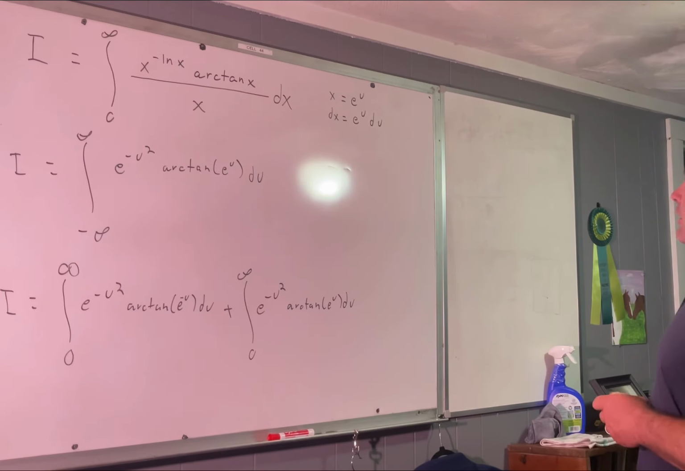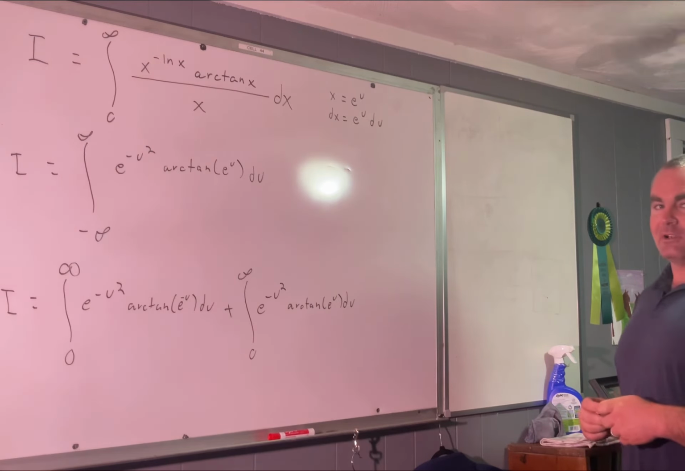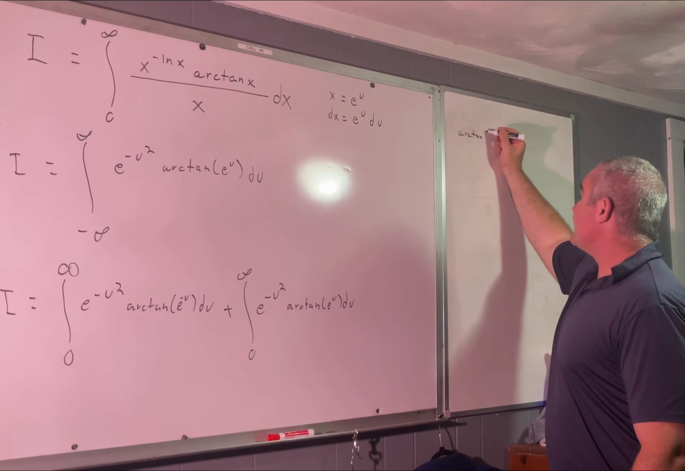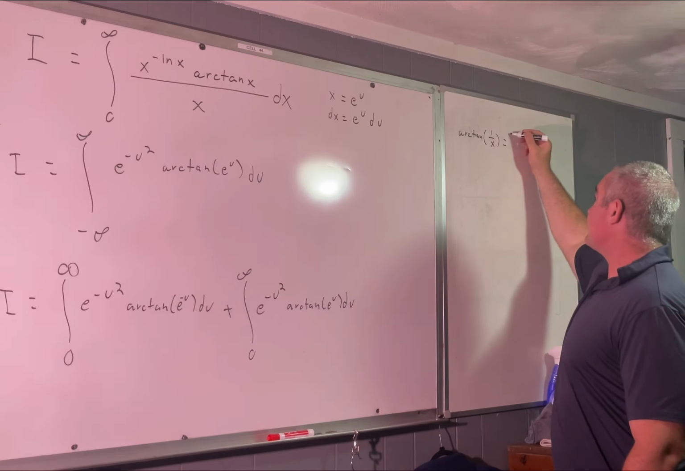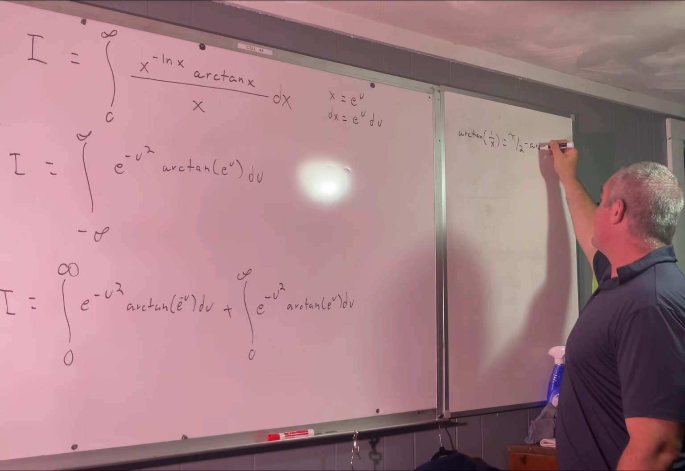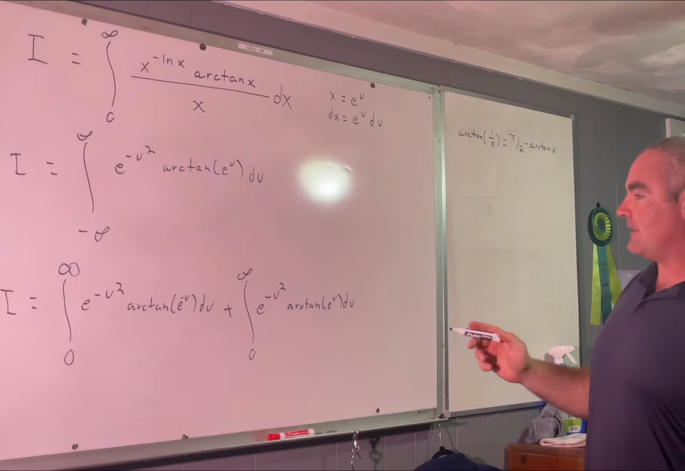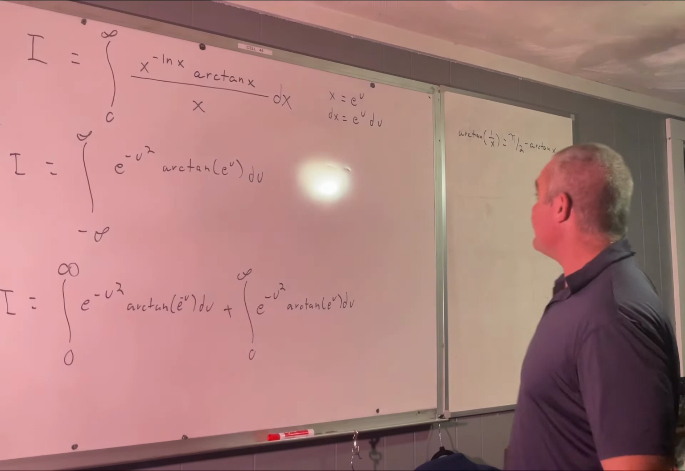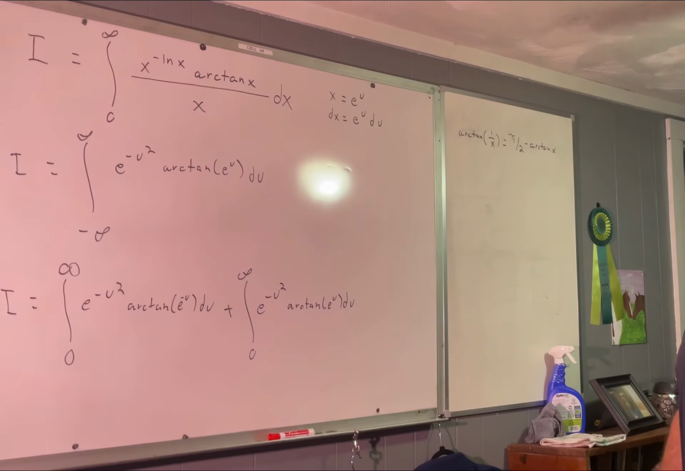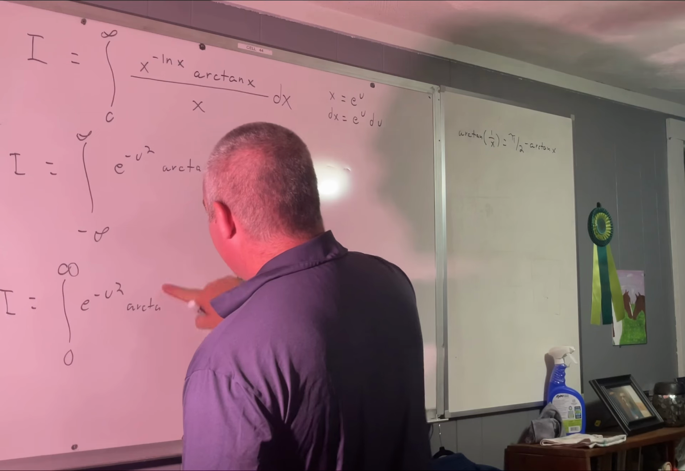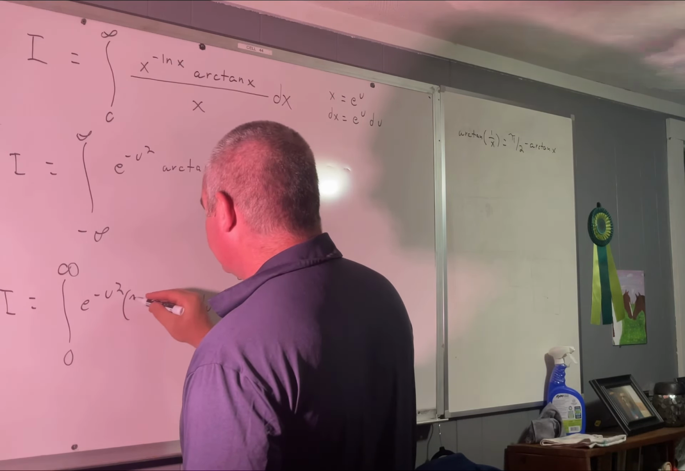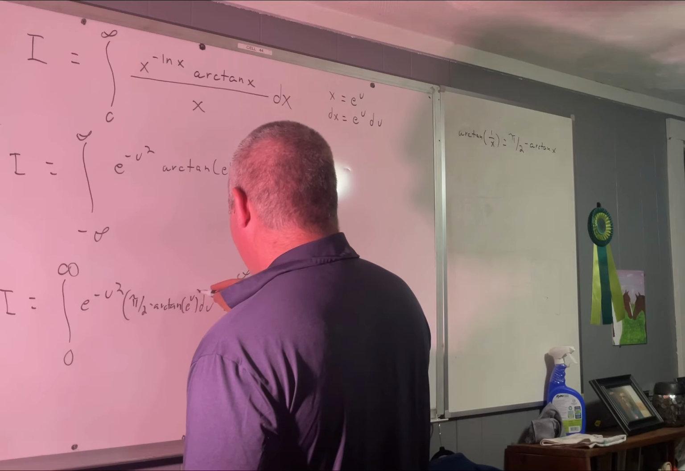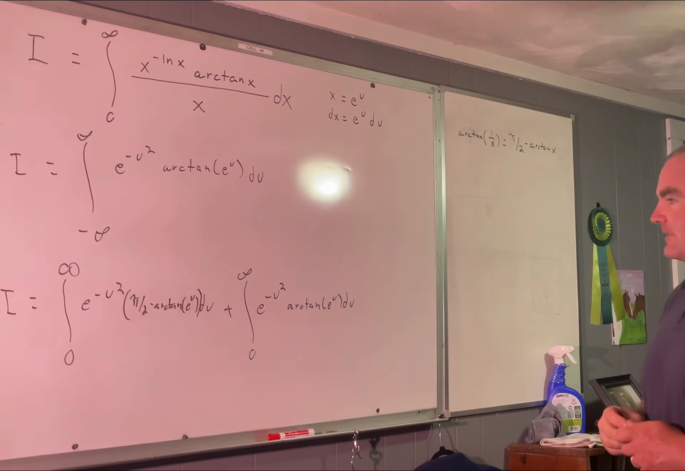All right, now here comes the time to break out a trig identity that I derived in a previous video. The trig identity is this. Arctangent of 1 over x is equal to pi over 2 minus arctangent x. And we'll recognize that this e to the negative u is nothing but 1 over e to the u. So this expression right here, this arctangent of e to the negative u, will become pi over 2 minus arctangent of e to the u. And I know that's not the easiest to read, but that's why I'm saying it out loud also.